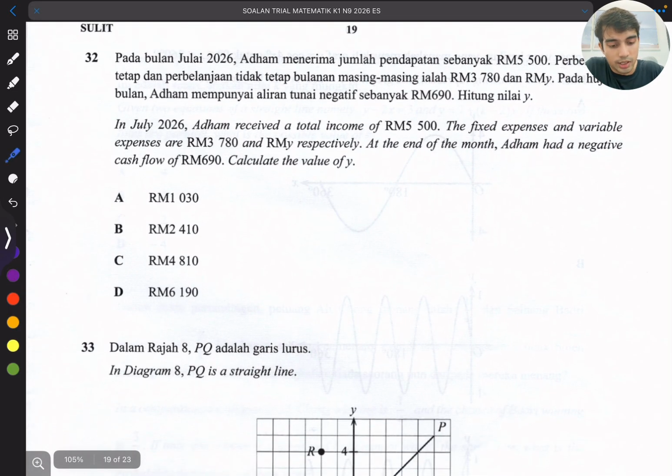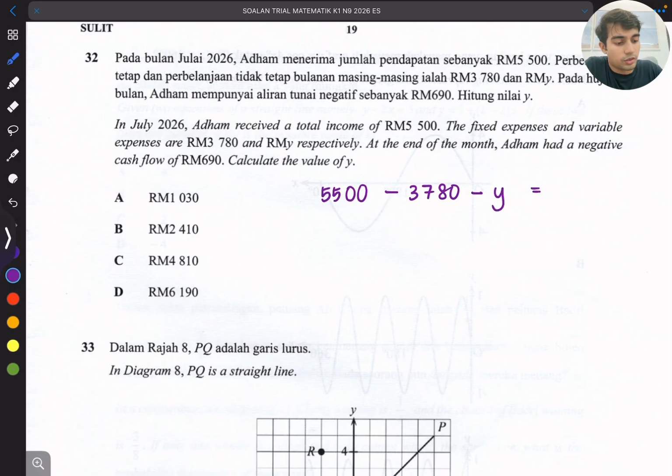Question 32. In July 2026, Adham received a total income of this much. Fixed expenses are this and variable is this. At the end of the month, Adham had a negative cash flow. Calculate the value of y. So his income is this much. His expenses are 3780 and y. Income minus expenses is the cash flow. He had a negative cash flow of 690. So we need to find y here.